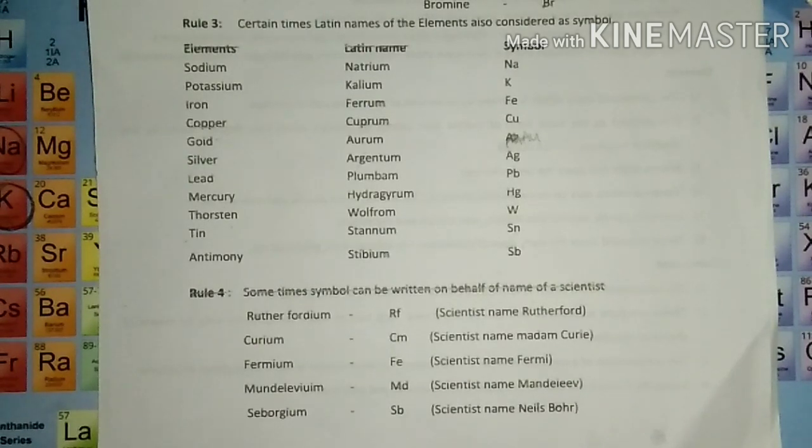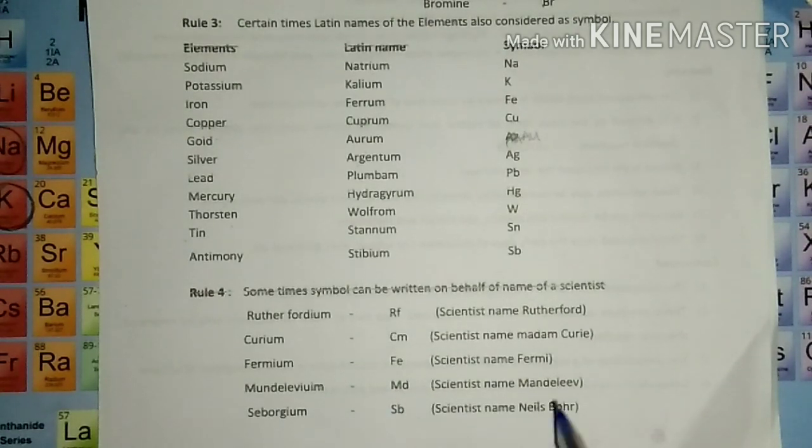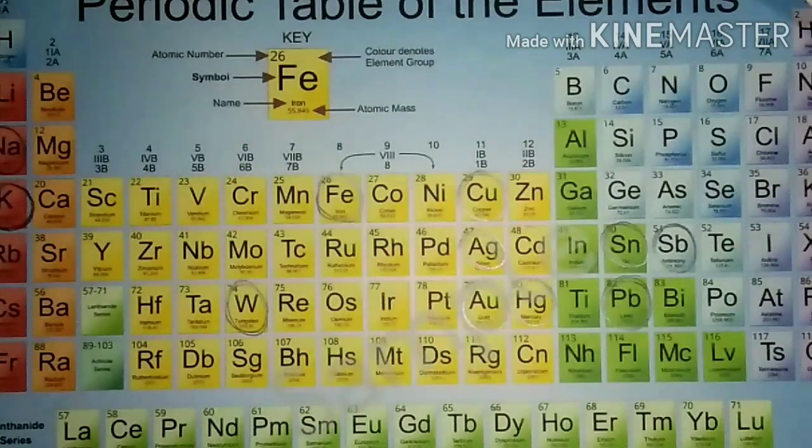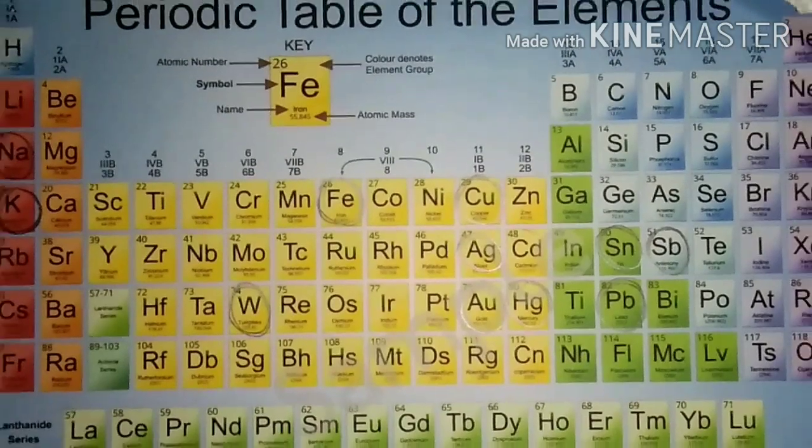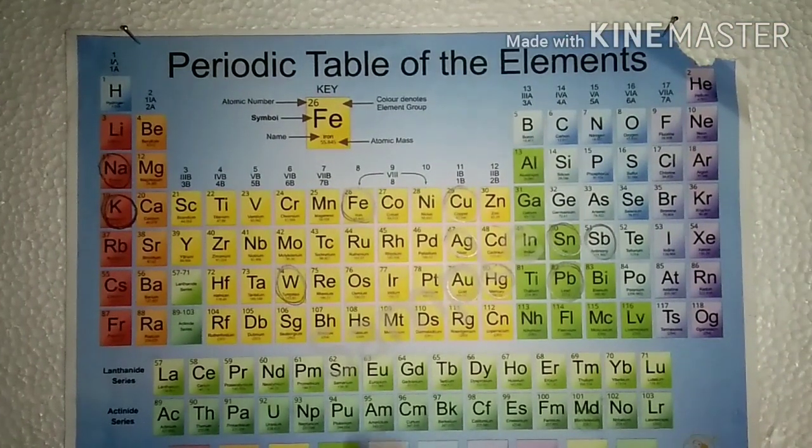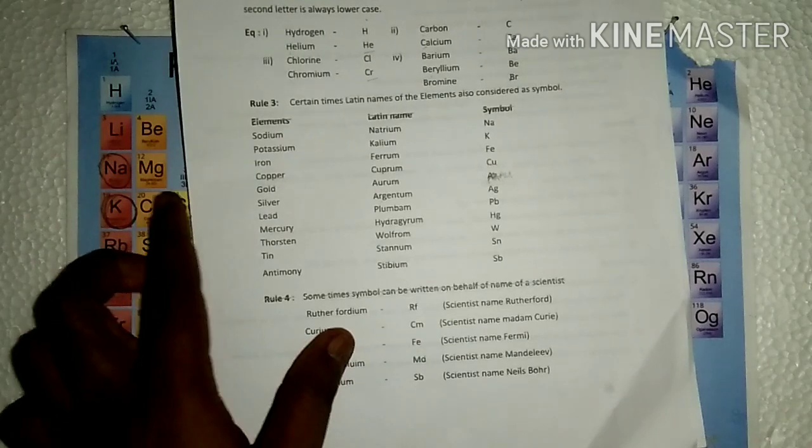Next element is fermium, Fm, named on behalf of the scientist Fermi. Next one more element is mendelevium, Md. Mendelevium, Md, on behalf of the scientist Mendeleev. Nowadays, what we are using, the modern periodic table of elements, came from the Mendeleev periodic table only. So on behalf of the Mendeleev periodic table, we allotted the name of an element called mendelevium.